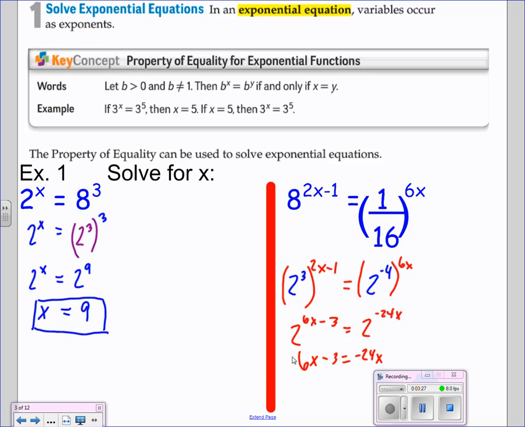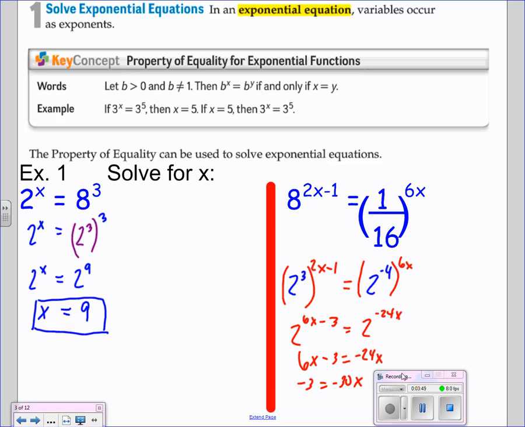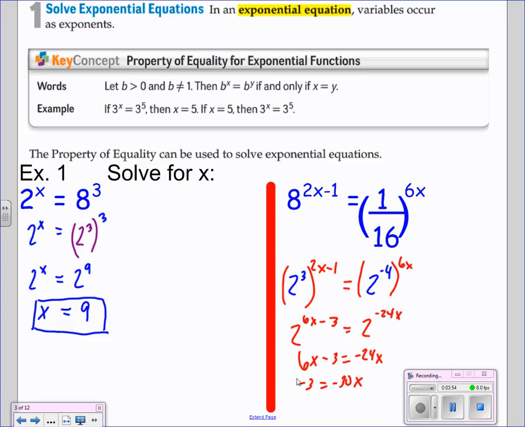So now it's a linear problem, which means get x to one side, only x. So I would subtract 6x from both sides, which would leave me with a negative 3 is equal to a negative 30x. And then divide both sides by negative 30 to get x by itself. And when I do that, I would have a positive 1 over 10 is equal to x.